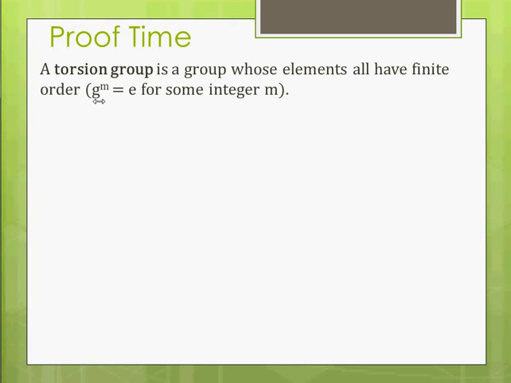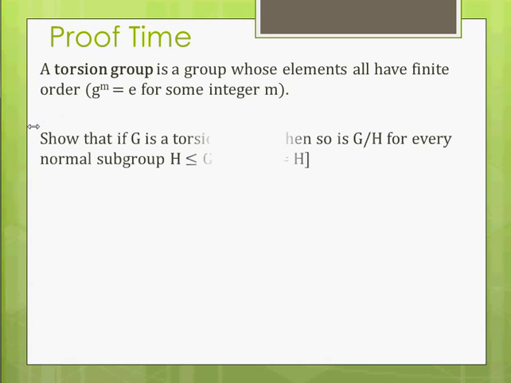What it means for the order of an element. Well, to have finite order, there needs to be an m such that you can take g to the m, take that element to the m, and get the identity. So that's what a torsion group is. And what we're trying to show is that if G is a torsion group, then so is its factor group, every time H is a subgroup of G.